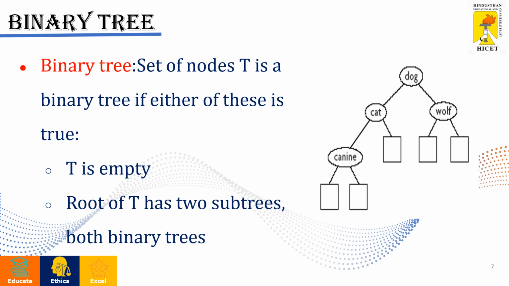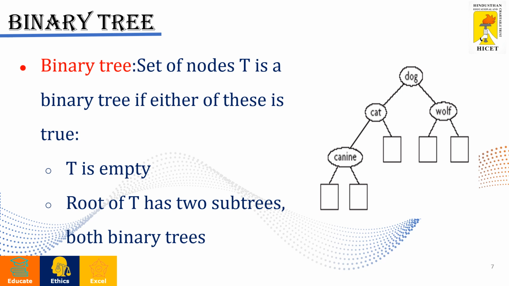Next we'll see about the binary tree. A binary tree is a tree in which a node has at most two non-empty subtrees, not more than that. A set of nodes T is a binary tree if either of these is true: T refers to a node, and a node can be empty.